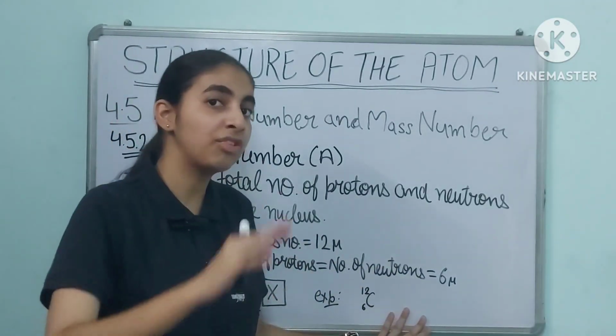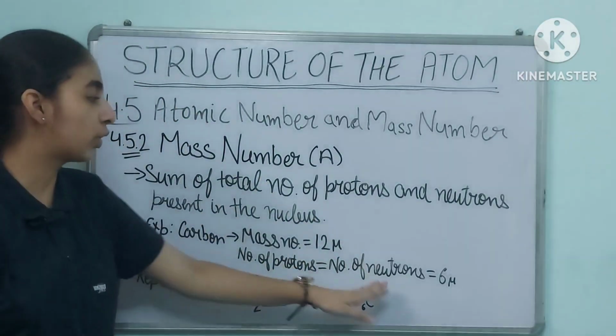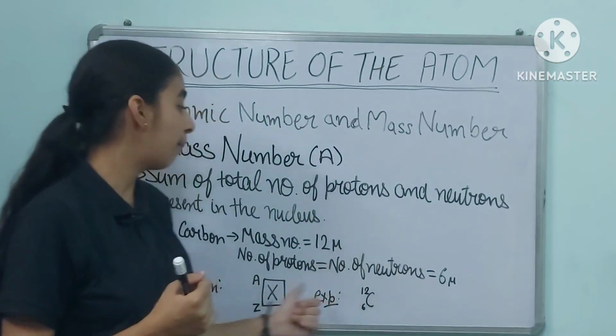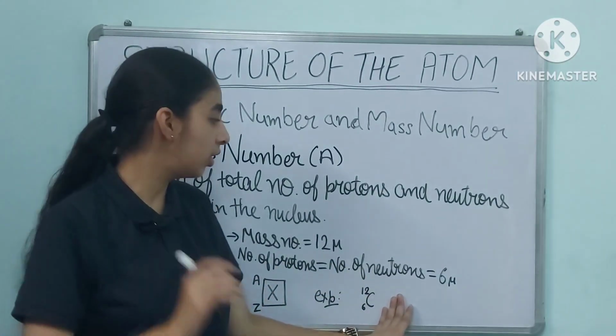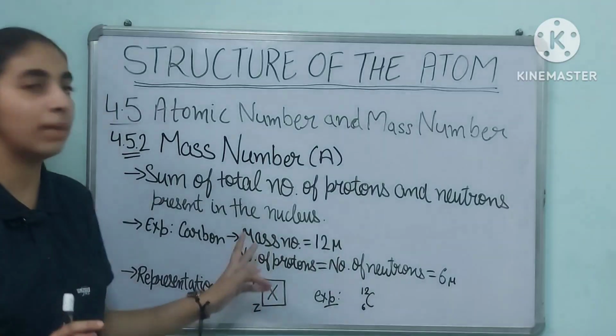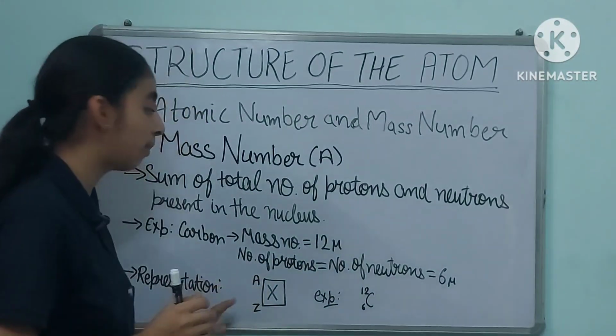So by adding that, we will get the mass number. In carbon, protons and neutrons are the same, that is 6 u. By means of protons, 6 u are present, and in neutrons 6 neutrons are present. So by adding, we get the mass number, that is 12 u. But how to write the atomic number and mass number of an element?